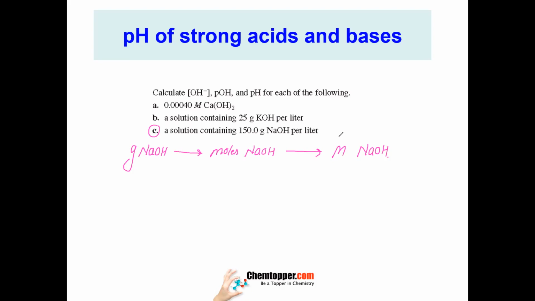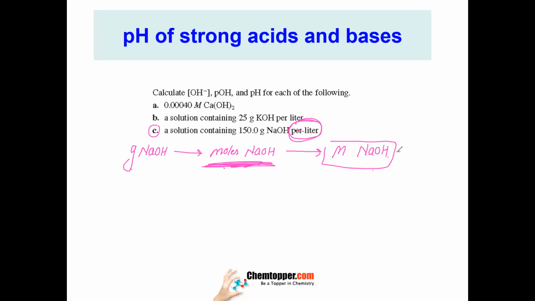Okay, who is going to tell me how to calculate the molarity from moles? I calculated the moles, I know how to do that. From moles, how to get the molarity? Yes, the volume is given here, per liter.